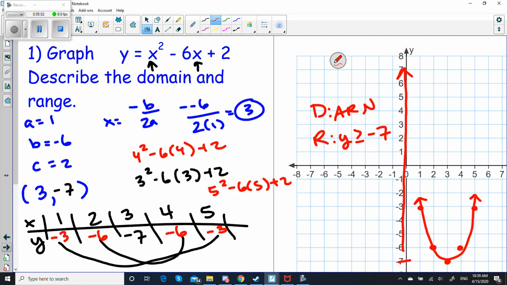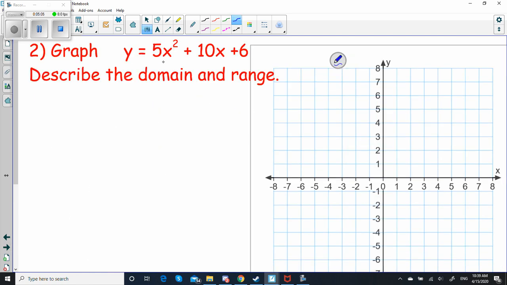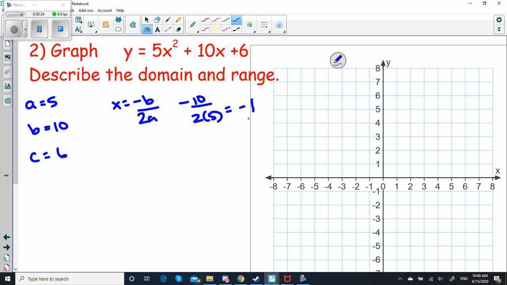All right, let's go ahead and try number 2. So it's in standard form. A is 5, B is 10, and C is 6. So if we plug it into our line of symmetry formula to come up with our vertex, that is negative 10 over 2 times 5, which ends up as negative 1. So my vertex is negative 1 something. So I'm taking the negative 1 and putting it in the original equation for x. So y equals 5 times negative 1 squared plus 10 times negative 1 plus 6.